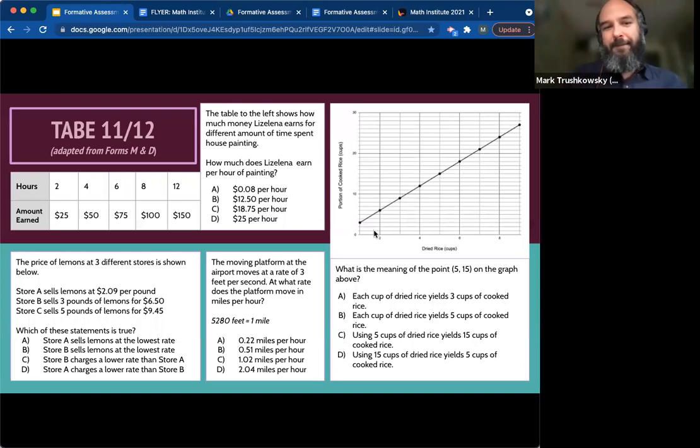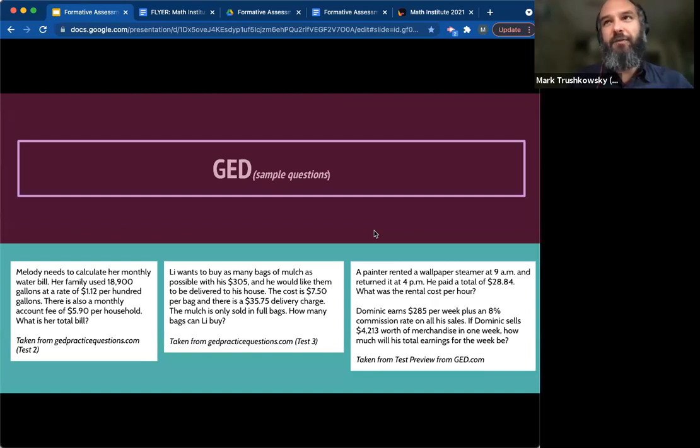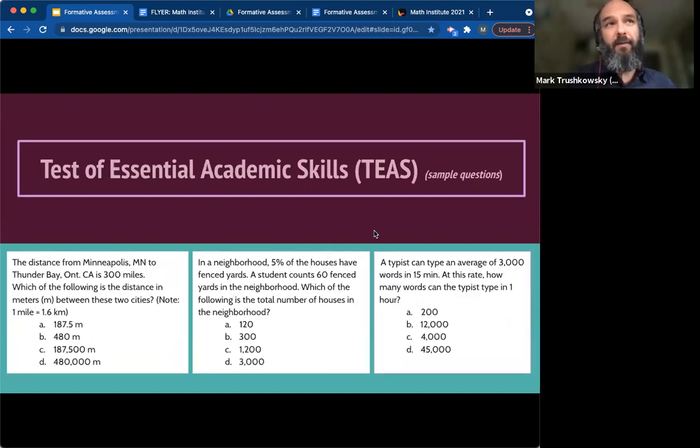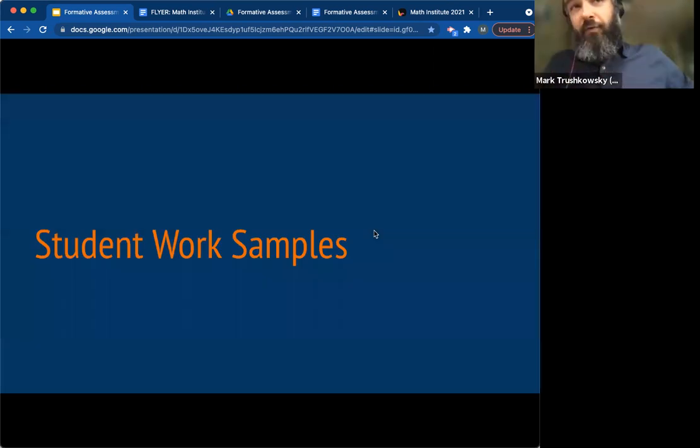So we have the TABE, we've got the GED, which is the one that came up a couple of times. Oops, sorry, we even have the AccuPlacer, and students are applying for colleges. And then we have the TEAS exams, the test for essential academic skills. So it's basically at every level, students are going to be assessed on their understanding of proportional reasoning. And so we're going to jump into what we're going to be doing for the bulk of our session.